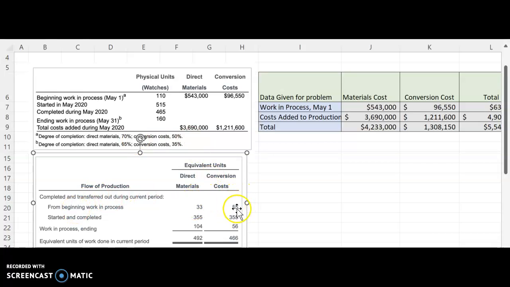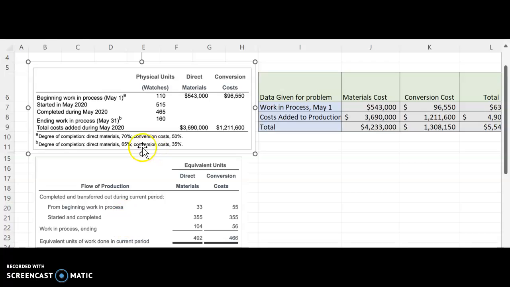For conversion, it's the same thing. You're going to do, well, of course, what you haven't completed. Since this is 50, it won't matter. 50% done, 50% we have to work on. So the units of production for this period is the 50% times your 110, say 55.